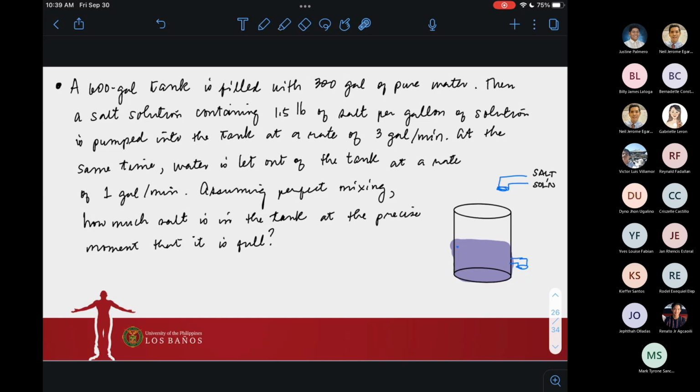So this is a mixture problem, all right? We will assume here that we have a 600-gallon tank. So this is the tank. Bear with my drawing. It's filled with 300 gallons of pure water. So this is pure water. Then a salt solution containing 1.5 pounds of salt per gallon of solution is pumped into the tank at a rate of 3 gallons per minute.